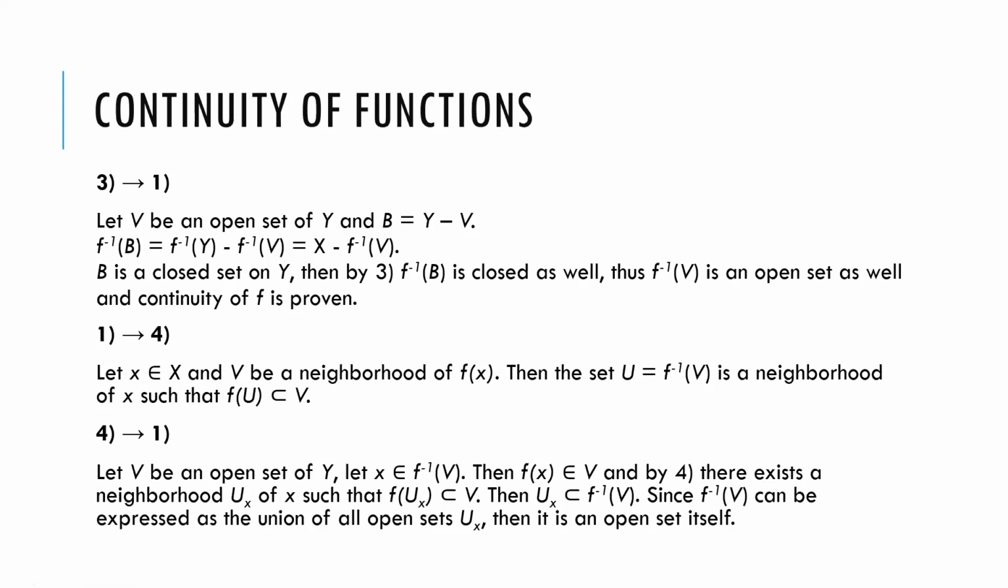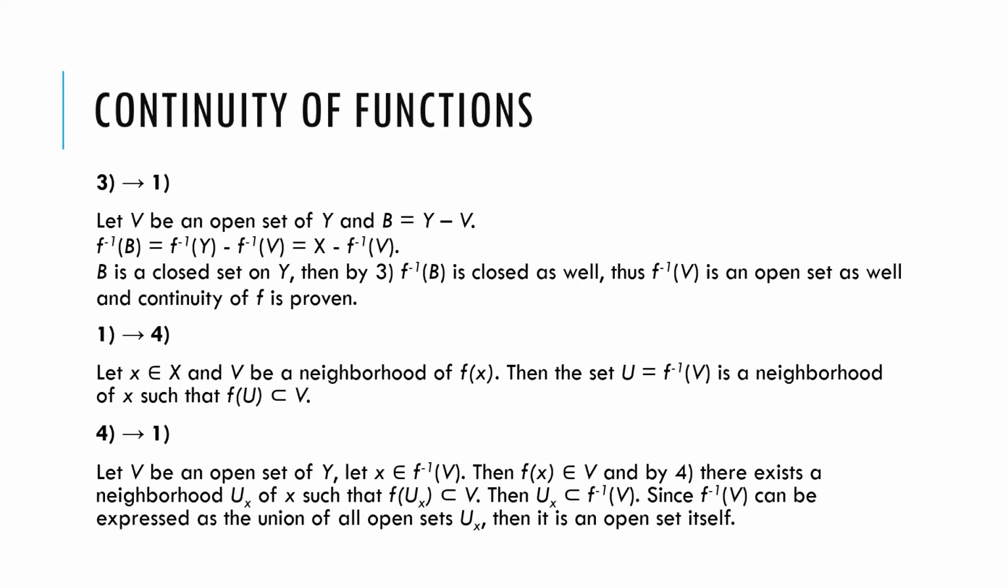And then we go on to prove that 4 follows from 1. So 4 states that for each little x, in each neighborhood V of f of x, there is a neighborhood U of x such that f of U is a subset of V.